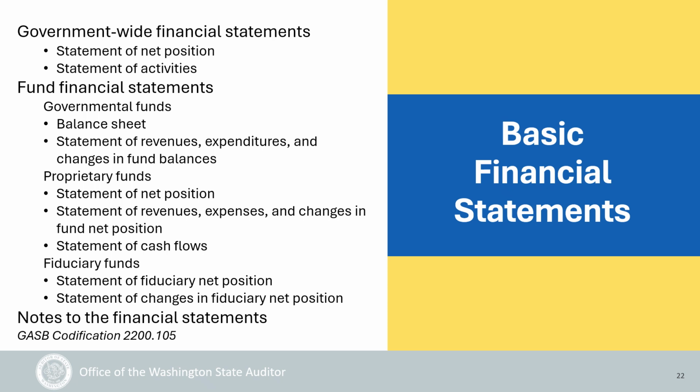In the basic financial statement component of the minimum required GAAP financials, you will find the financial statements themselves. I like to call these the face of the financials. It is where the numbers are located and the notes that tell the story of those numbers. This information can be found in GASB Codification 2200, paragraph 105.